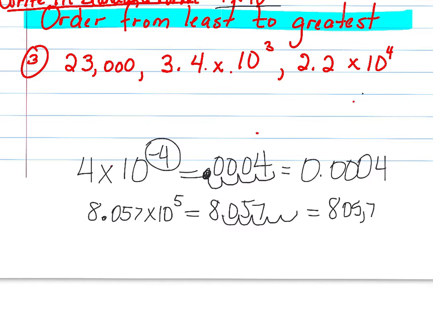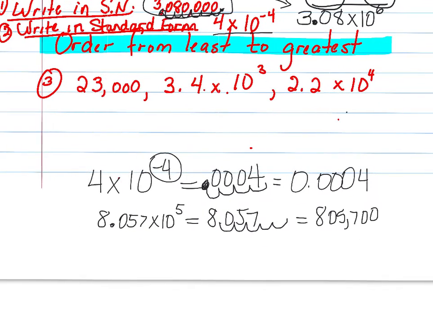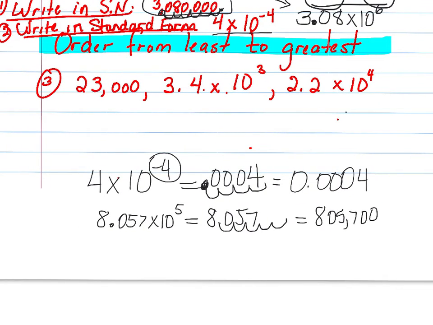805,700. How many of you got 805,700? And make sure you put your commas in there, right? All right, we are going to order these numbers from least to greatest. Notice that they are all in different forms, aren't they? Two of them are in scientific notation, one of them is not.